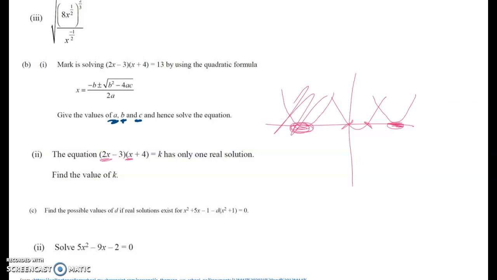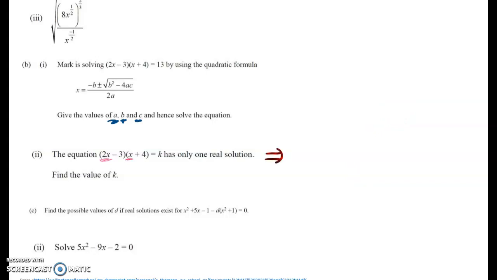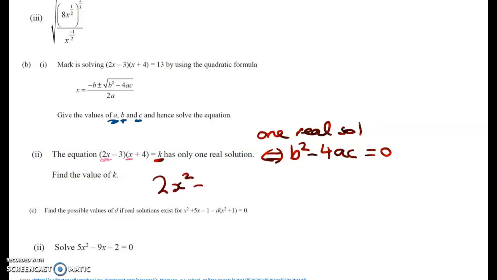And the condition for that to happen is that the discriminant must be equal to 0. So we need to start by communicating that. So one real solution means b squared minus 4ac is equal to 0. But we've got this equals k, so we have to start again by doing our rearranging. We've got 2x squared minus 3x plus 8x minus 12 minus k equals 0.